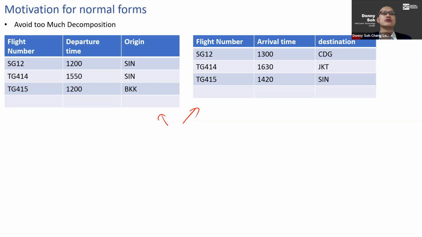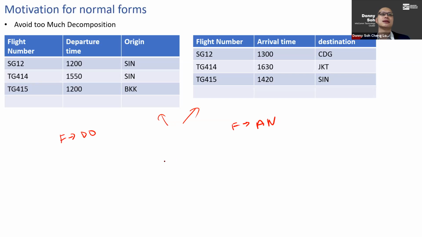The strange thing about these two tables is that, let's say this is flight number F, it defines DO, departure time origin. Flight number also defines A, and maybe destination, let's call this N. So probably F defines DO, probably F also defines A and N.